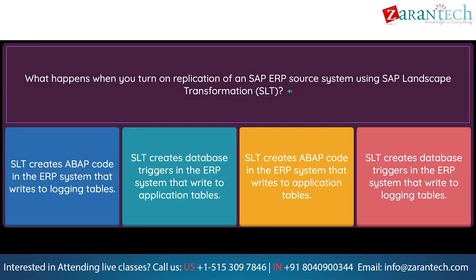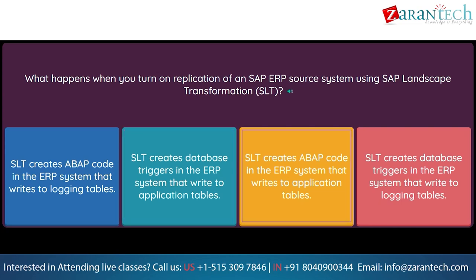Question: what happens when you turn on replication of an SAP ERP source system using SAP Landscape Transformation, SLT? Option 1: SLT creates ABAP code in the ERP system that writes to logging tables. Option 2: SLT creates database triggers in the ERP system that write to application tables. Option 3: SLT creates ABAP code in the ERP system that writes to application tables. Option 4: SLT creates database triggers in the ERP system that write to logging tables.